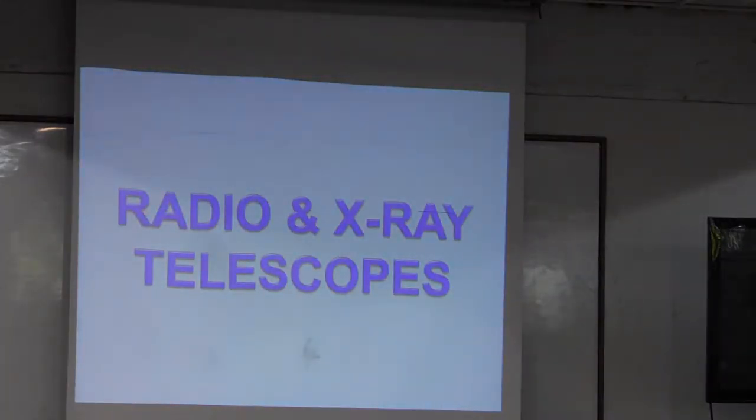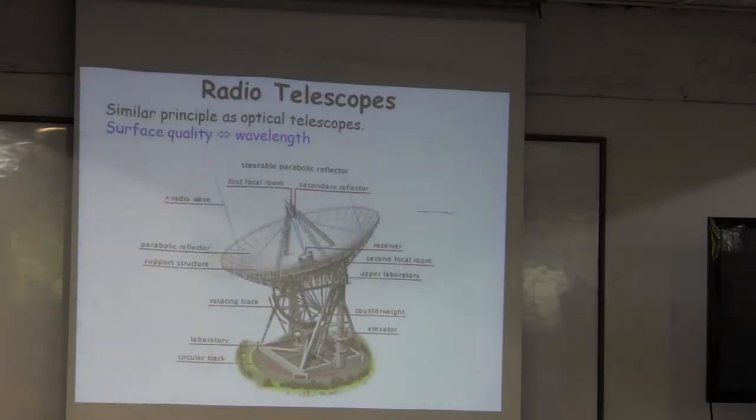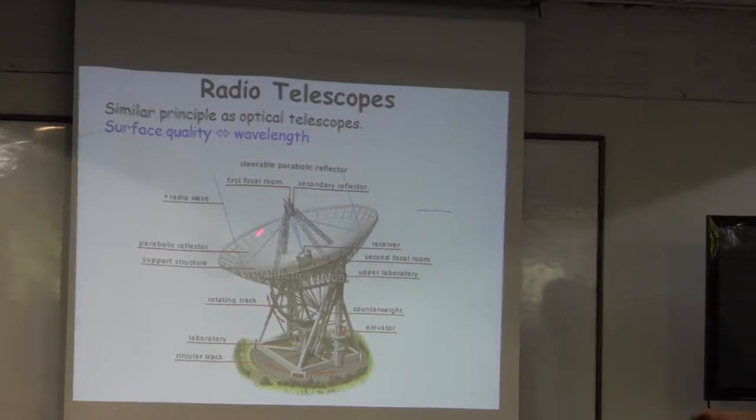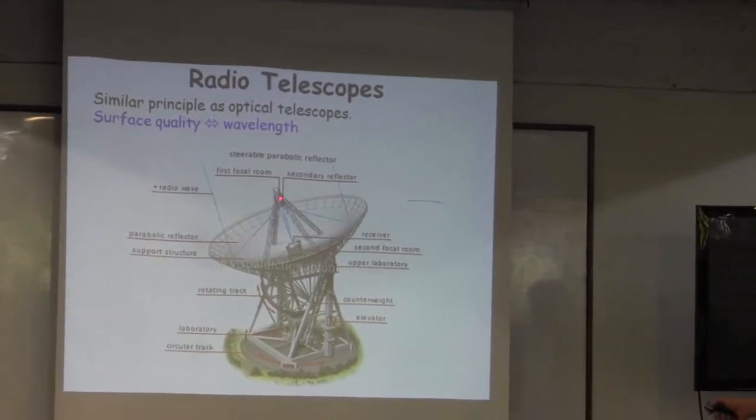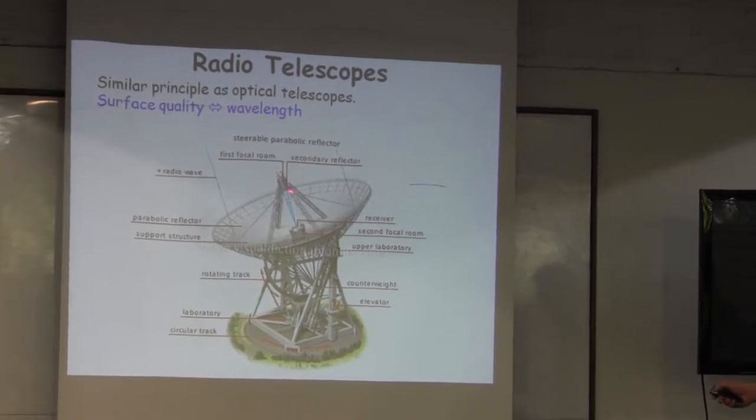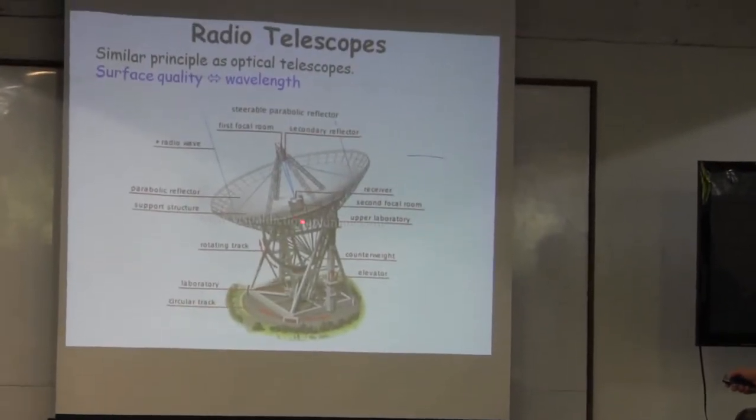Okay, now we've been talking about optical telescopes all along, and I should mention, of course, that there are at least two other types: radio and X-ray telescopes. For radio telescopes, it's relatively simple, because they follow a similar principle as optical telescopes. You have a primary dish, a radio telescope. Radio astronomers call it a dish rather than a primary mirror. And then you have a secondary mirror, a reflector here, and then some receiver.